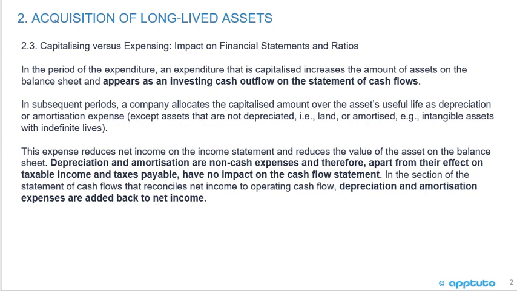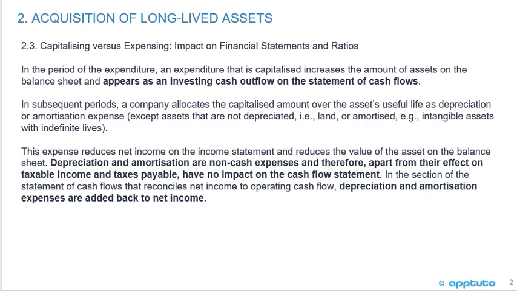In subsequent periods, a company allocates the capitalized amount over the asset's useful life as depreciation or amortization expense, except for assets that are not depreciated, for example, land, or amortized, for example, intangible assets with indefinite lives. This expense reduces net income on the income statement and reduces the value of the asset on the balance sheet.